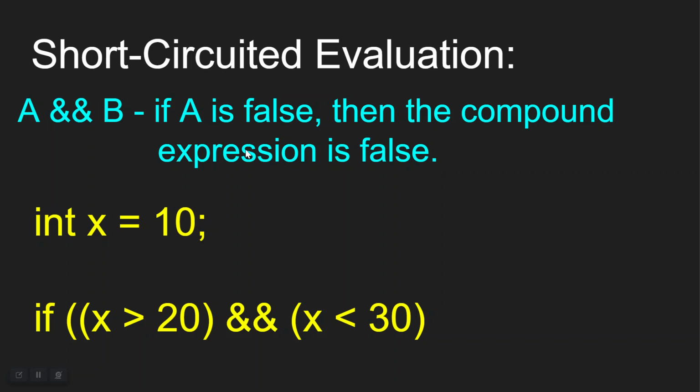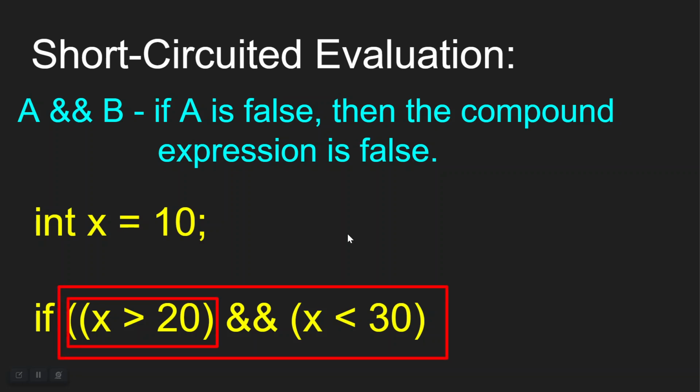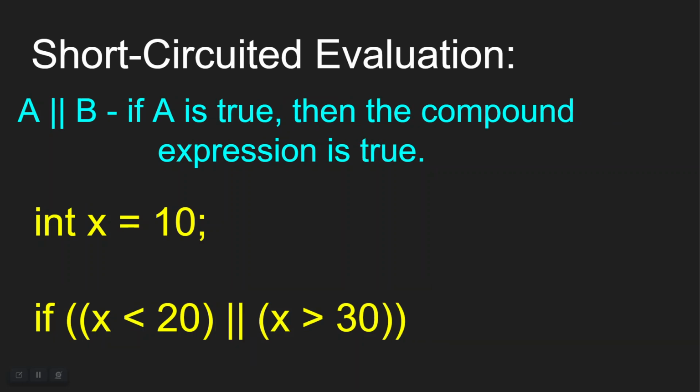Here's a really simple example of it. You've got int x equals 10, and then it says if x is greater than 20. Right there, you can just stop and say, all right, this is false. This is an AND, so I don't even have to care about what's going on over here. This is automatically false. So the whole thing is going to be false.